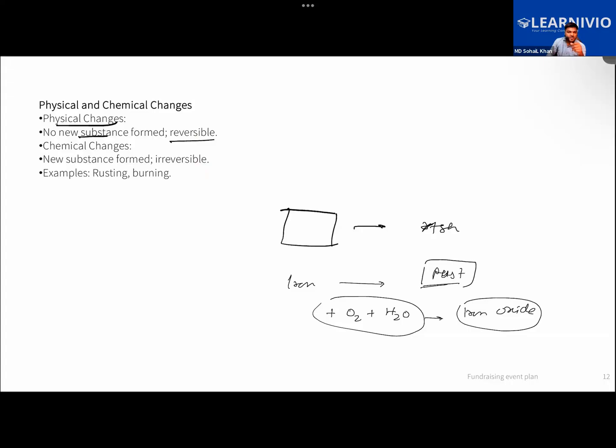Can you give a special example where both physical and chemical changes are observed simultaneously?